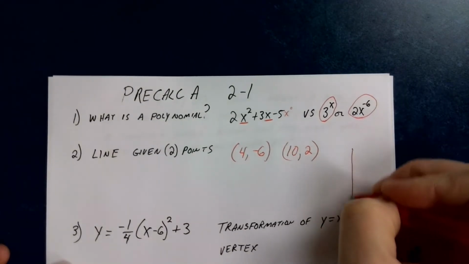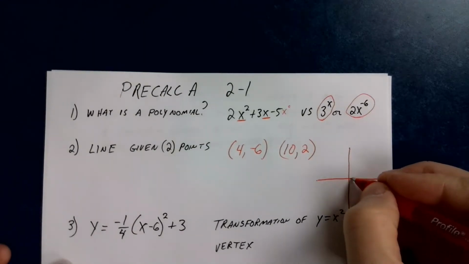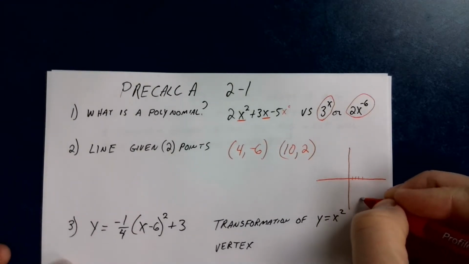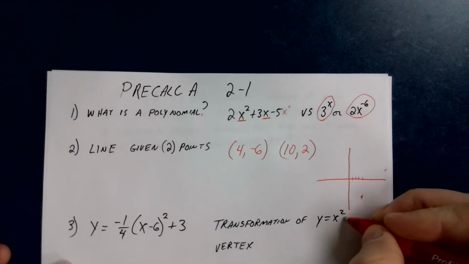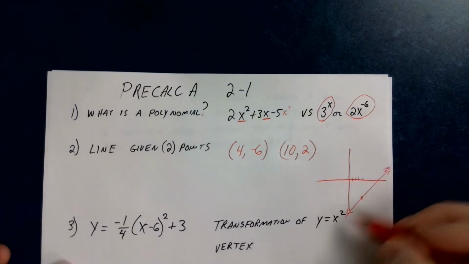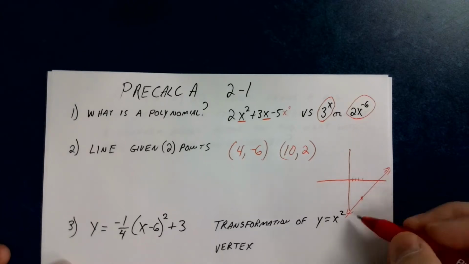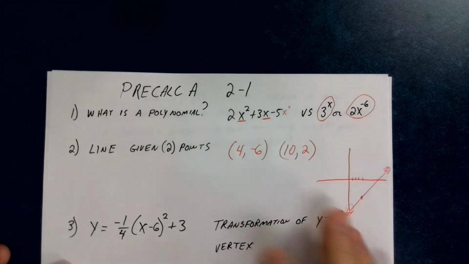I would get in the habit, if I were you, of trying to sketch some of these things out. So 1, 2, 3, 4, negative 6, that's like down in here, and 10 and 2, that's like in there. So when I sketch this out, I know that I'm going to have a positive slope. It should be close to 1, and the y-intercept should be pretty negative down here. Okay, so those are kind of my quick little things.